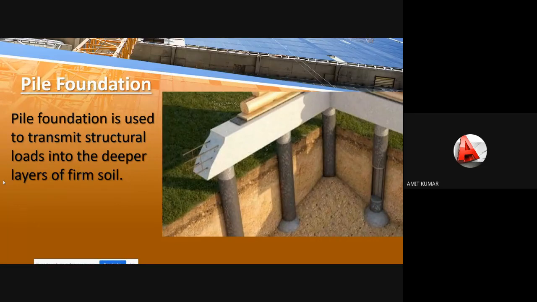Okay, so mostly we use the pile foundation if the soil bearing capacity is very low. Okay, that means in that condition we have to use the pile foundation. And pile foundation transmits the load of the structure to the deeper layer of the firm soil. And second thing, if the structure is near the shore lines, that means you're near the seashore or river bank, so in that condition we use the pile foundation.